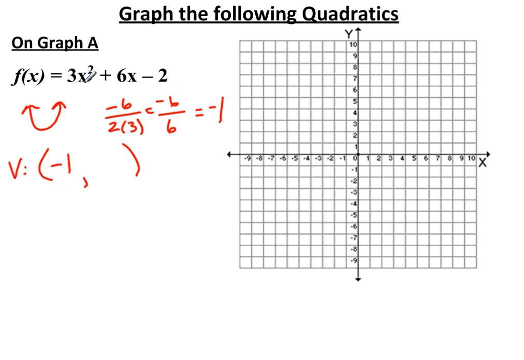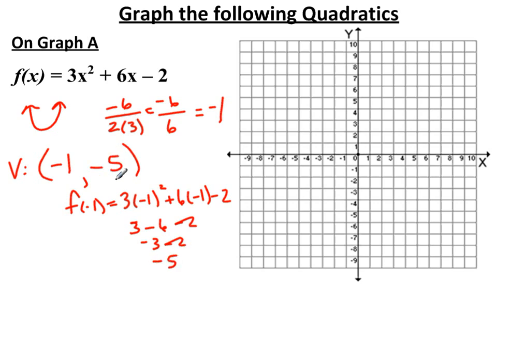And after I get negative 1, what I'm going to do is substitute it back into my problem. And if you remember our function notation, this is what we did. Our input is negative 1. Our output is 3 times negative 1 squared plus 6 times negative 1 minus 2. This is going to give me a positive 3 minus 6 minus 2, negative 3 minus 2, which is negative 5. So I'm going to plot the point, negative 1, negative 5.